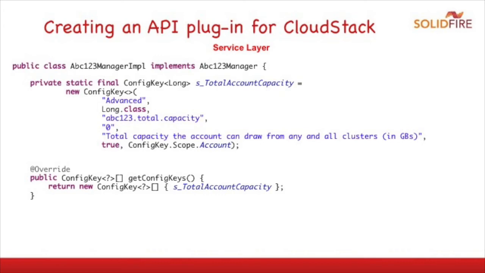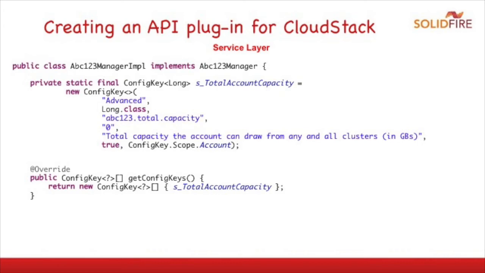This is something that the actual admin could go in on an account by account basis and say, all right, for this account, I want to give this guy X number of bytes from the SolidFire SAN. I want to give this guy Y number of bytes. So some kind of a number. And we can see if we look at some of these fields, it's a long. It's actually the name for the admin when he went in and tried to fill these values in. The property name is just abc.123.total.capacity. So that's where I specify that.